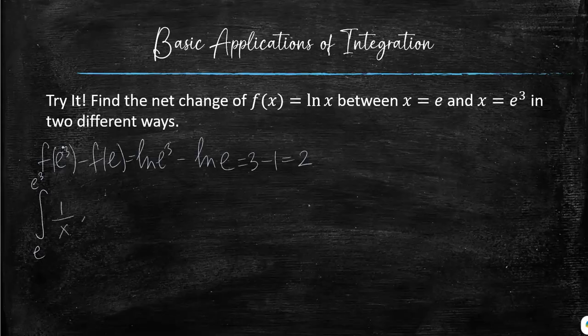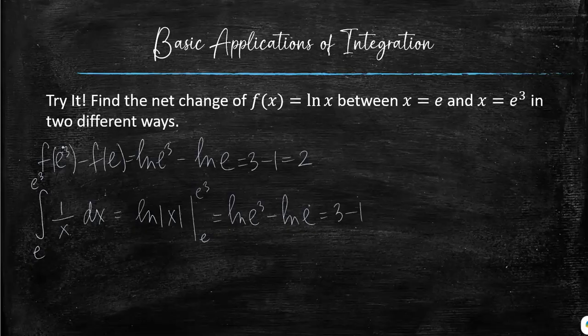1 over x, dx. Now the antiderivative of 1 over x is ln of the absolute value of x, from e to e cubed, and then when we plug everything in, we end up again with exactly the same expression. So both answers are 2.